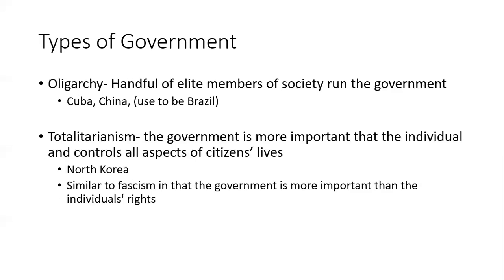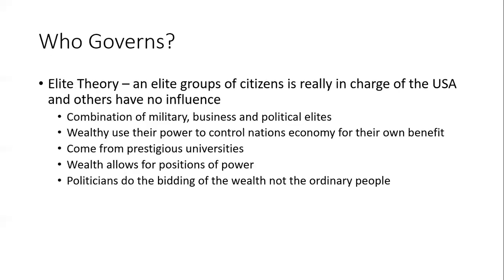You have oligarchy, which we talked about, which is just a small handful of elite people that run the government. You have totalitarianism, which is a government that is more important than the individuals, and it controls all the aspects of the citizen's life. Examples would be like North Korea. Totalitarianism is very similar to fascism, where you would see the loss of individual rights. Fascism examples would be like Mussolini's Italy during World War II or Nazi Germany.